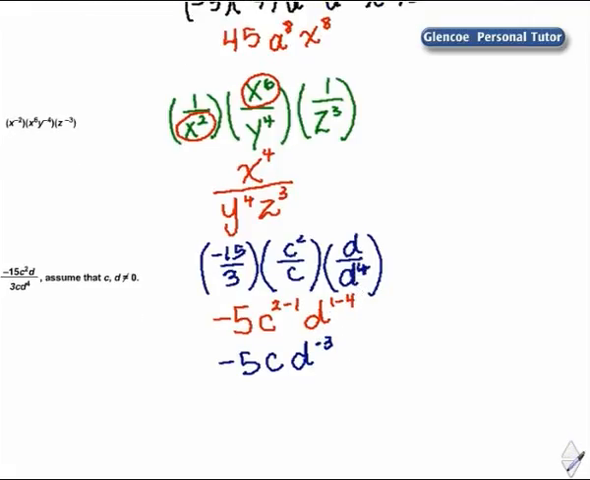And then the last step will be to rewrite without negative exponents. Negative 5 times c and then d to the negative third becomes d to the positive third in the denominator.